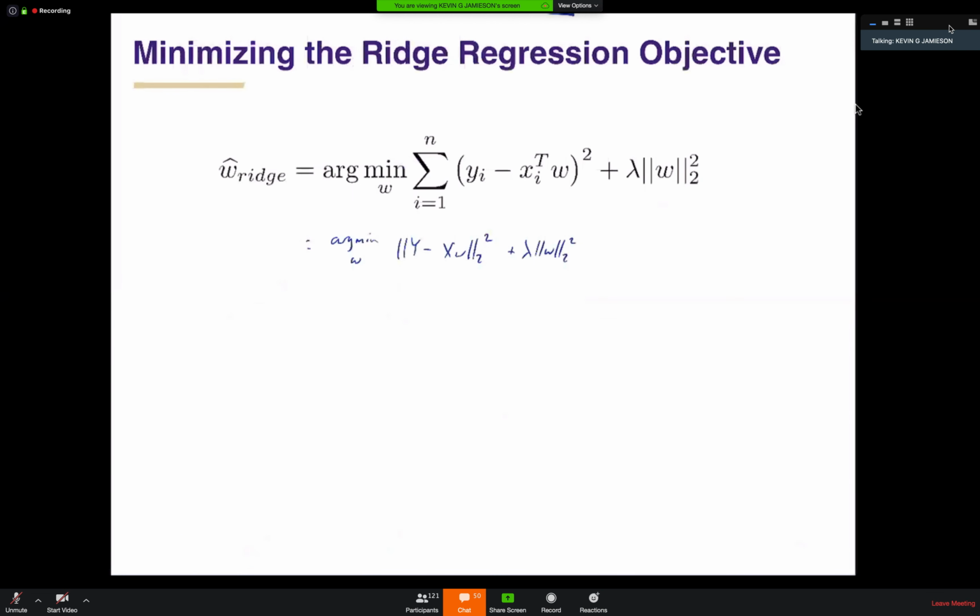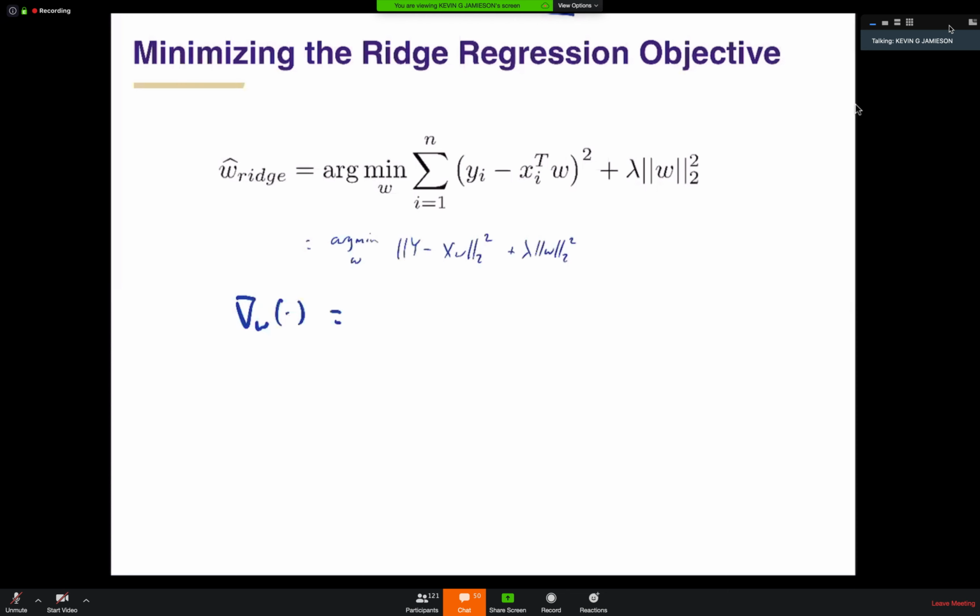But first, I just want to go through how you actually solve for this thing. And fortunately, it's very easy, because we've already solved our least squares. We can write our least squares solution out in vector notation like this. And so we know what to do. We take the derivative, the gradient, with respect to W.